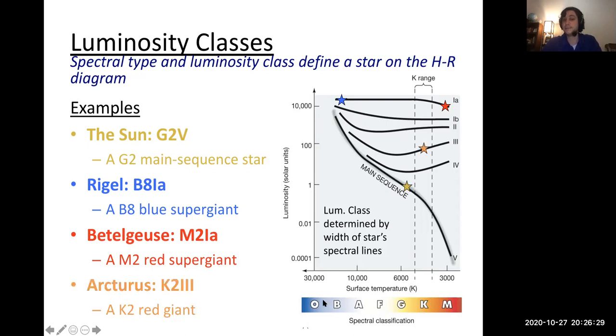And then we could have another star, Arcturus, a bright star in the sky, measure its spectral lines. It's kind of wide but narrower than main sequence stars. Careful analysis tells us that that width corresponds to a giant star, a luminosity class of 3. Its spectrum, what lines are there, and the strength of the lines tell us it's a K2 star. So we have the spectral class K2, luminosity class 3. It's a K2 III star, a K2 red giant star.